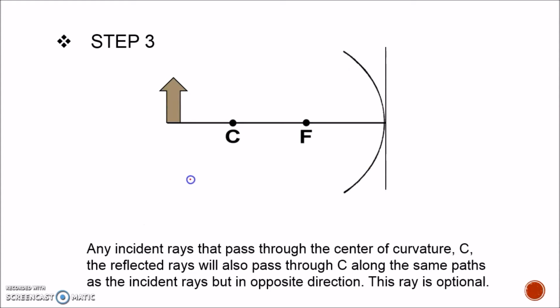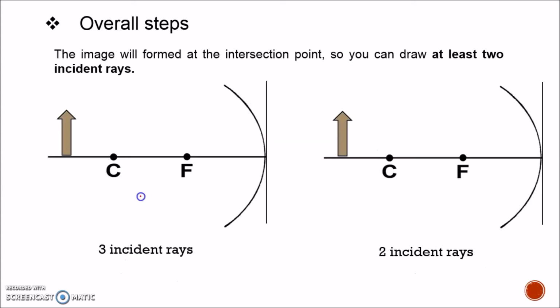Step 3, incident ray from this object that passes through point C, the reflected ray will also pass through point C along the same path but opposite direction. This ray is optional. Why optional? Because kalau step 1 dengan step 2 tadi dah menghasilkan intersection between the reflected ray, so we will know the position of the image. So step 3 tak buat pun tak apa.